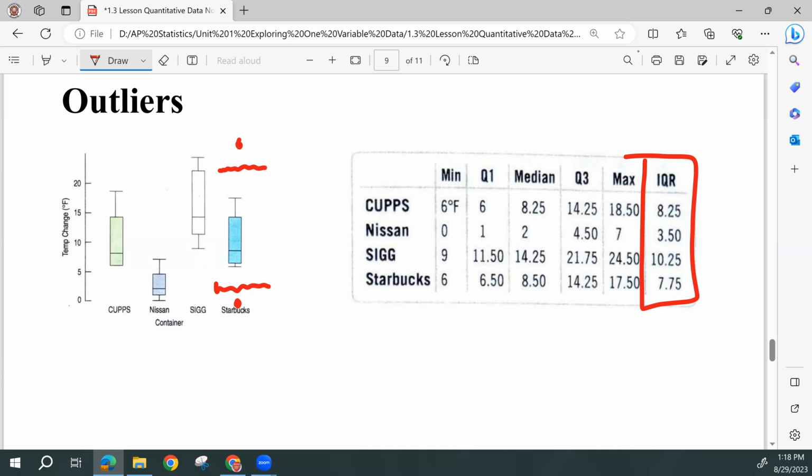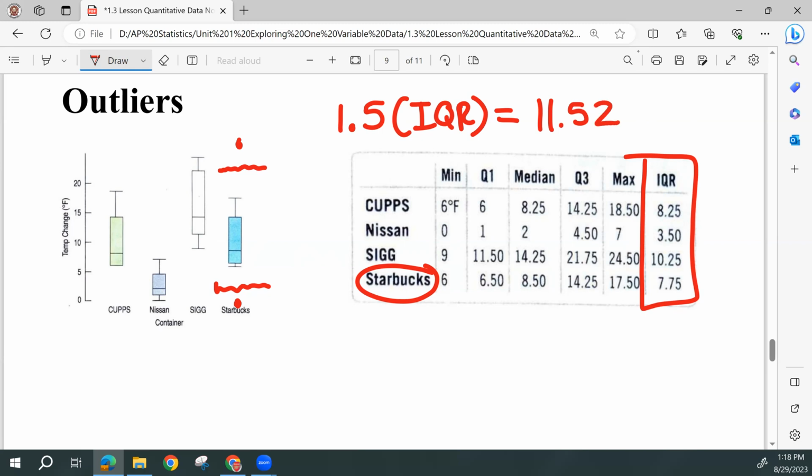The way that we find those fences is by calculating 1.5 times our IQR. So I'm going to use Starbucks. And I'm going to do our IQR of 7.75 and multiply that by 1.5. It's 11.625. So we're going to say that any data point that's 11.625 units or degrees above our Q3 and below our Q1 will be outliers. So we find our fences by taking that value and adding it to Q3 and subtracting it from Q1.